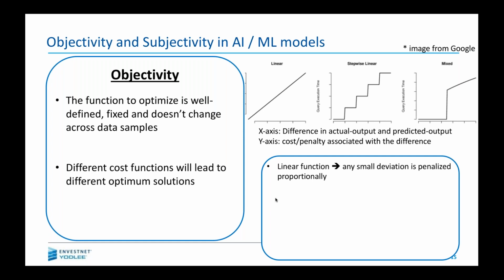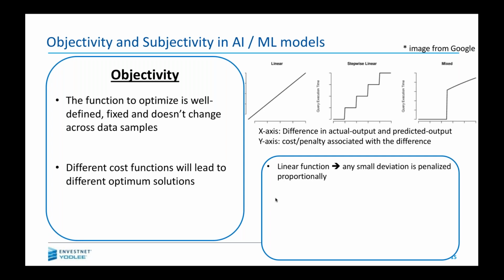Once you fix the cost function, your machine is now, with a very singular focus, going to optimize all of the parameters so that that cost function is minimized, right? So it's very important that the cost function that you have in mind is in line with the business problem that you're trying to solve. So what I'm showing you on the right hand side are three different cost functions, very simplistically again.